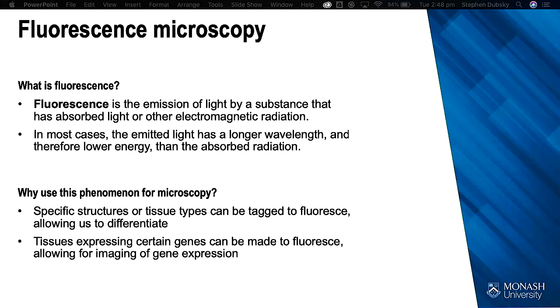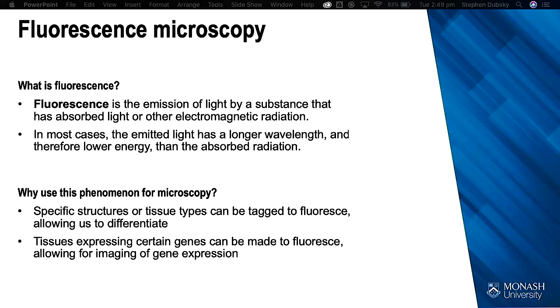Now, why do we want to use this? Well, essentially, we can control that emission. So we can tag different types of tissue to fluoresce at certain wavelengths. And what that means is we can differentiate types of tissue very easily, and we only image the emitted light, and so we know that that is what we've tagged, essentially.